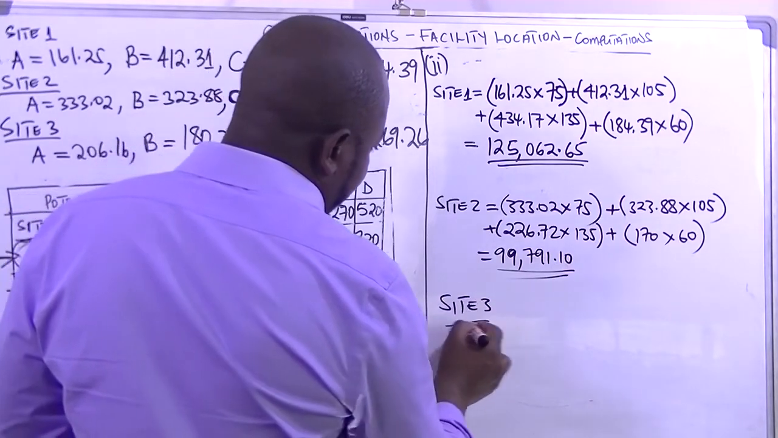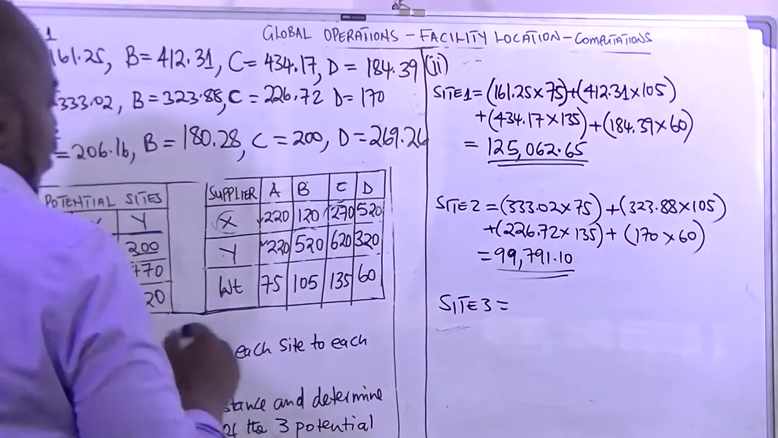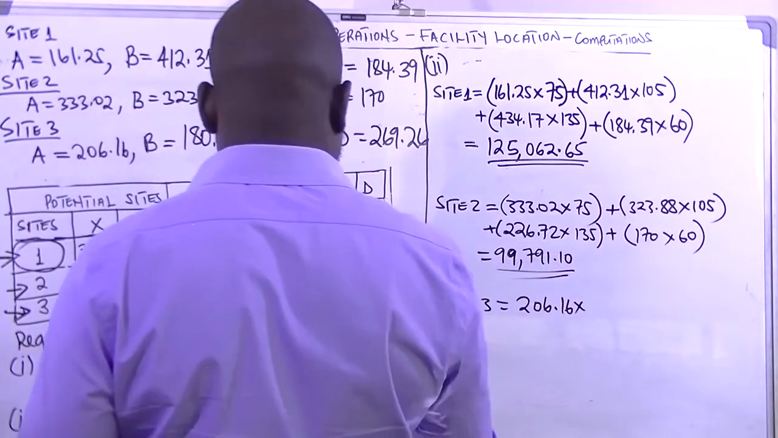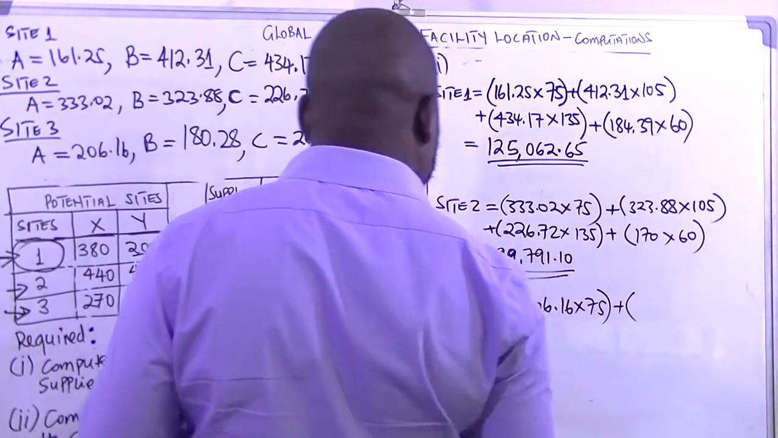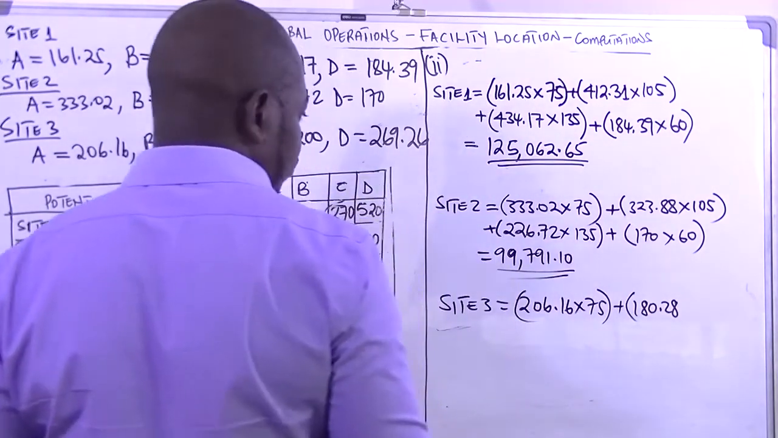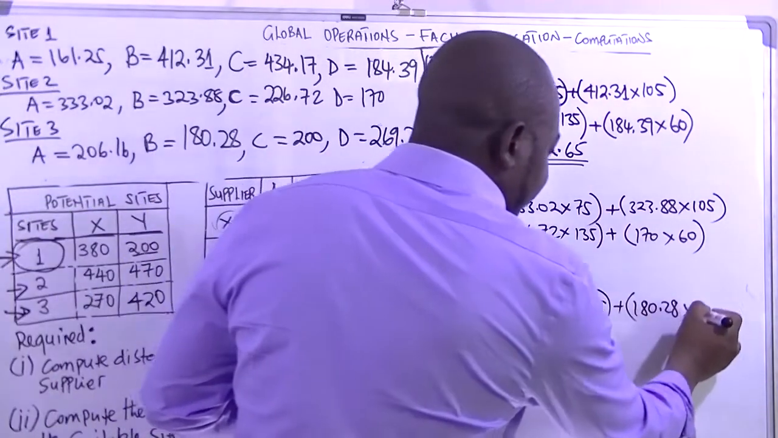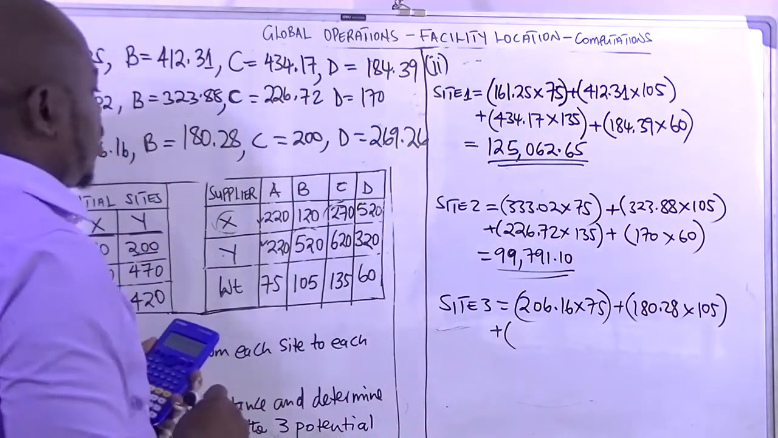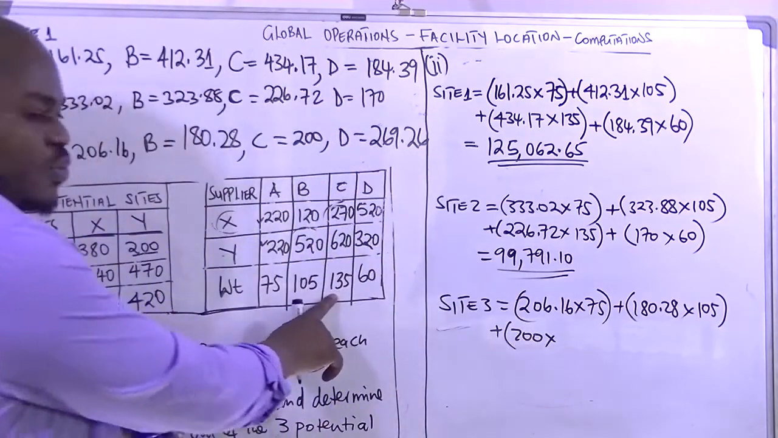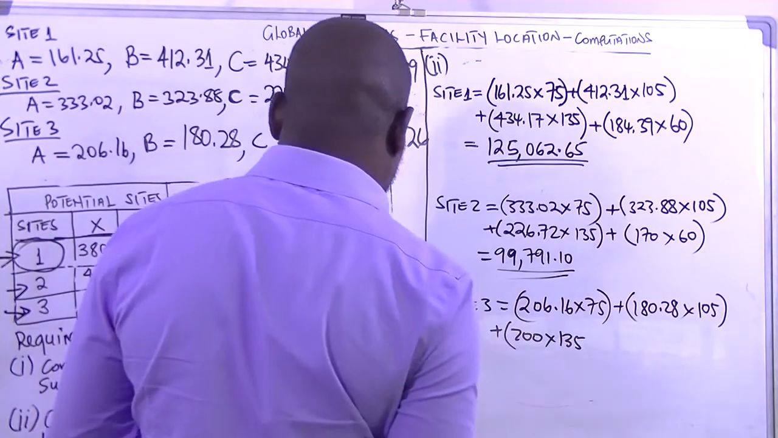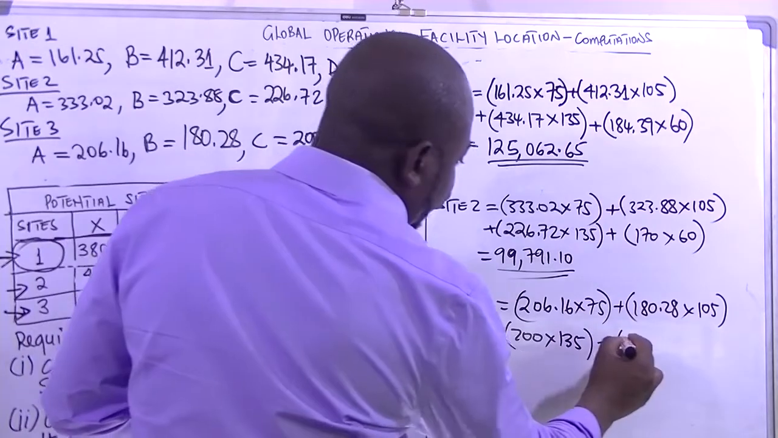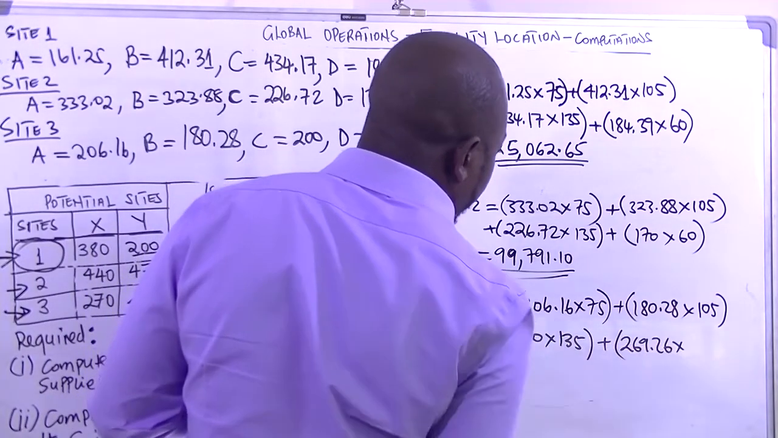We go to site 3. My A was 206.16 multiplied by 75 there, plus my B was 180.28, multiplied by the weighting for B, 105, plus my C was 200, multiplied by the weighting for C, which is 135, close brackets, plus my D was 269.26, multiplied by the weighting for D, which is 60.